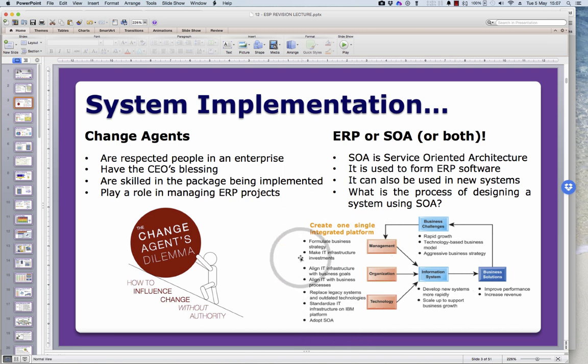So this is a kind of process: formulate the business strategy, make IT infrastructure investments, align the IT infrastructure with business goals and processes, replace legacy systems and outdated technologies, and maybe you would have done that first, I would have thought. Then standardise the IT infrastructure and adopt SOA. So this is a kind of business process, and you should probably have an understanding of that after this course.